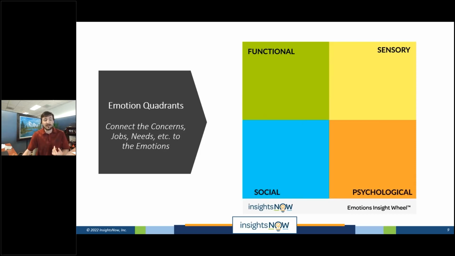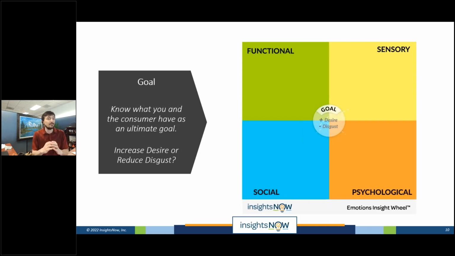The next part of the emotions insights wheel is the centerpiece. And one of the things that's important to understand is if you're using this to understand the consumer or your own corporate goals, are you, with this innovation, more trying to increase desire, the want of this object, or are you trying to decrease disgust? Are you trying to decrease some negatives? There's a lot of products on the market whose primary value is actually decreasing some negative that's out there. And understanding which way you want to go is really important to understanding emotions, right?